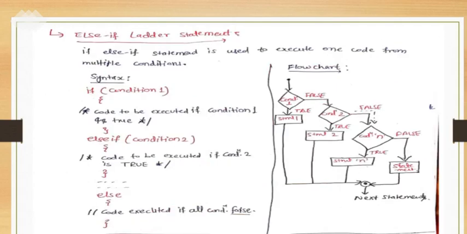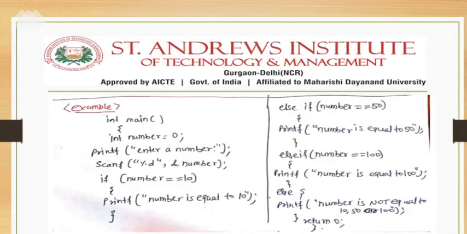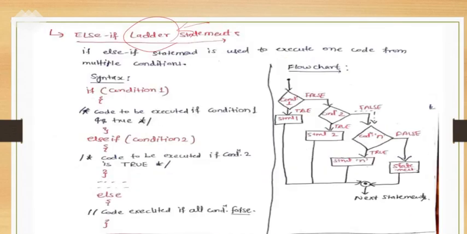Next we have the else if ladder. Ladder means you are repeating the same thing. That's why we have used the word ladder here. So for the else if ladder, there is a difference between if else and else if that we will discuss here. The else if statement is used to execute one code from multiple conditions.